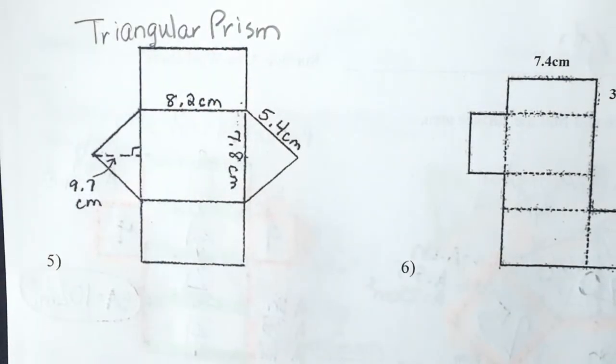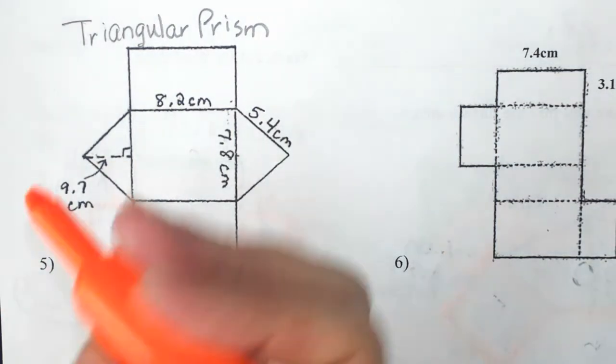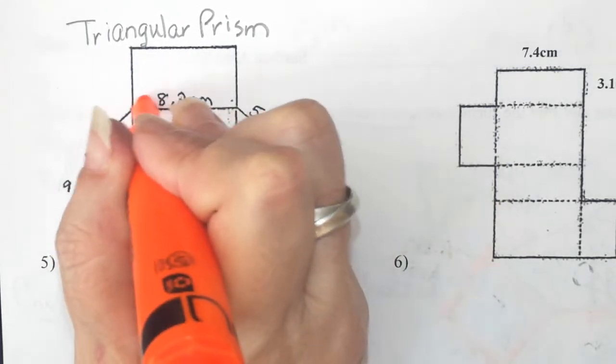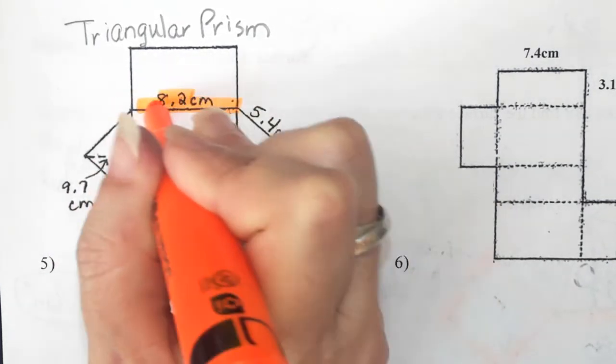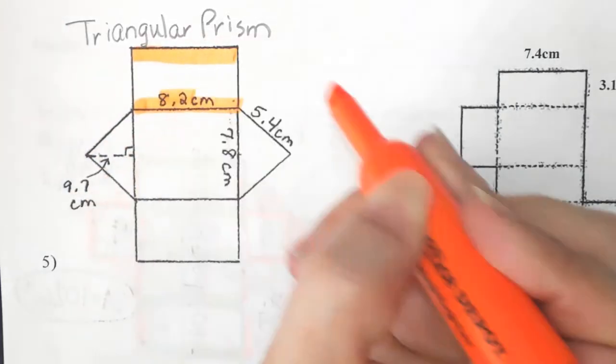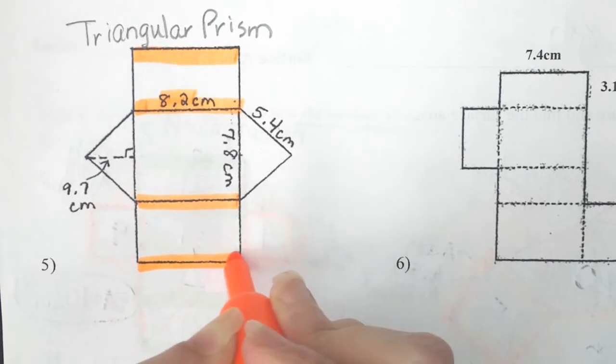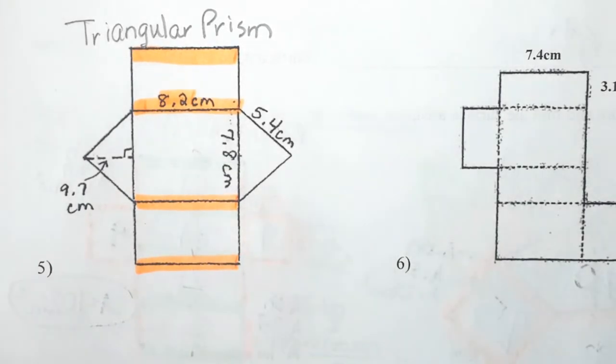Okay. This one does have a lot of decimals, so just take it slow. Here we go. I just happen to see that this one is 8.2. Well, that means this one's 8.2, this one's 8.2, and this one's 8.2, because they're the same exact length all the way down.